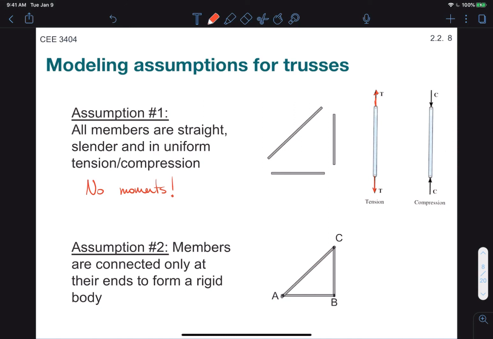Assumption 2 is that all members are connected only at their ends and form a rigid body. So as you can see here, members are connected at the ends, and in order for this to be a truss, at least a stable truss, these angles need to be preserved. The whole structure needs to act as a rigid body.